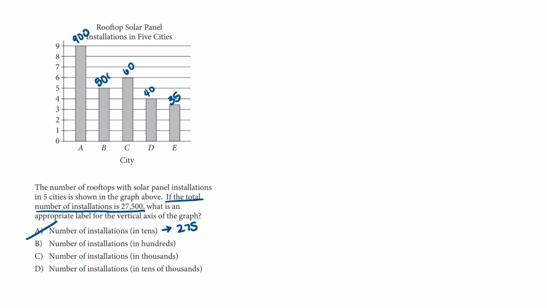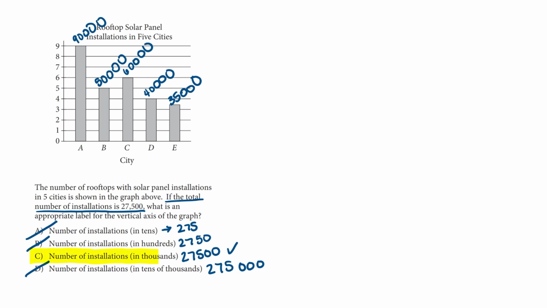If it's in hundreds, let's add one more zero to each of these. That would give us 2,750. So that's not right because we need 27,500. If it's in thousands, then we're going to add one more zero. That would give us 27,500, so we know that's probably our answer. And if we add one more zero, that would be 275,000, which is definitely not our answer. So this is letter choice C.